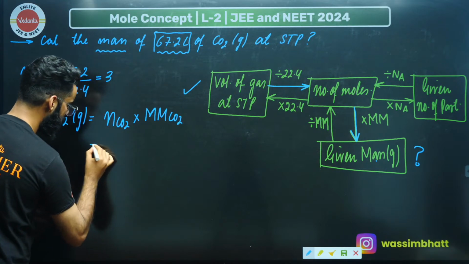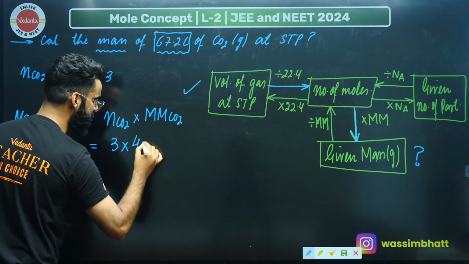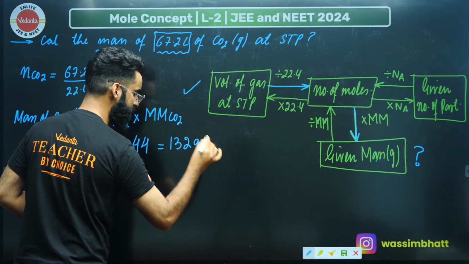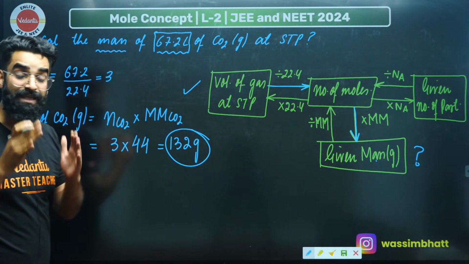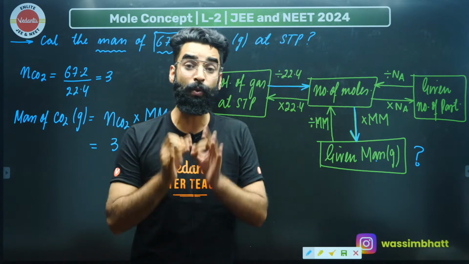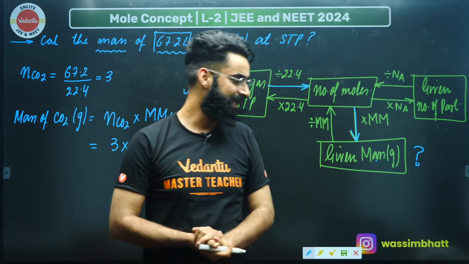So if I ask you, how many moles of carbon dioxide did we get? 3. What is the molar mass of carbon dioxide? You'll say 44 grams per mole. The value comes out to be 132 grams. So what does it mean exactly? That means in the container, if you have 67.2 liters of carbon dioxide, its mass is going to be 132 grams. As simple as that, right?